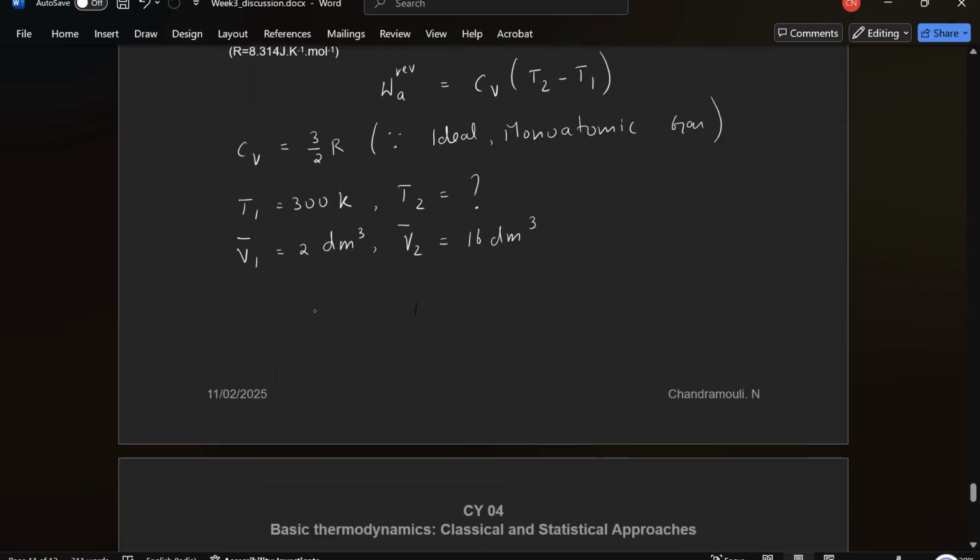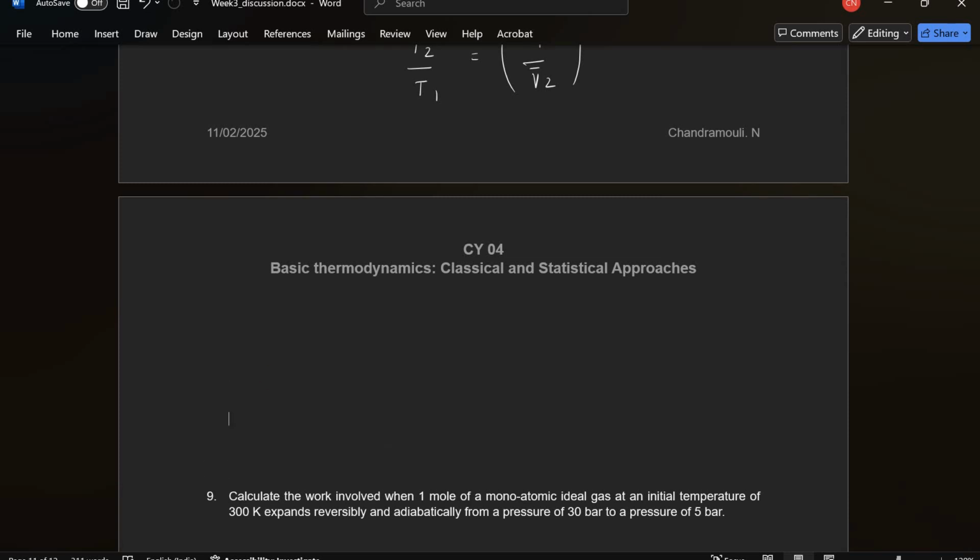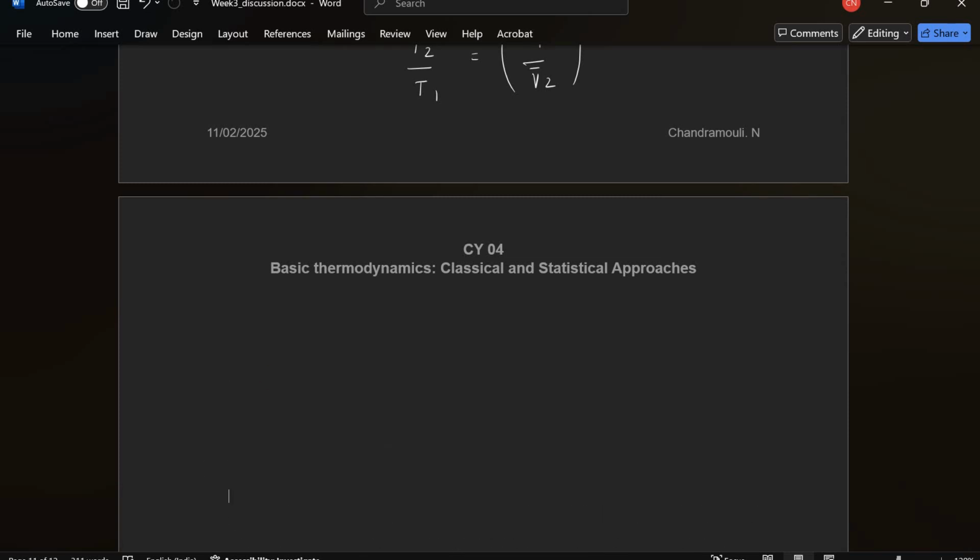So we have the equation already: T2 by T1 is equal to V1 bar by V2 bar raised to the power gamma minus 1. Again, as we saw in the last problem, what is the gamma for a monatomic gas? It was 3 by 2.